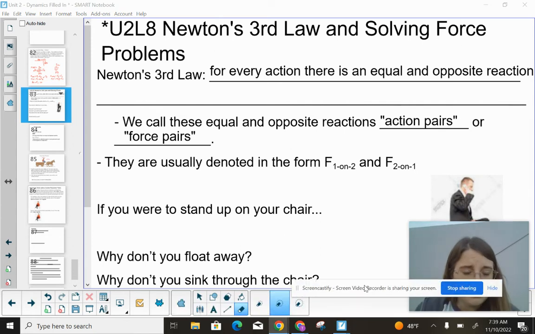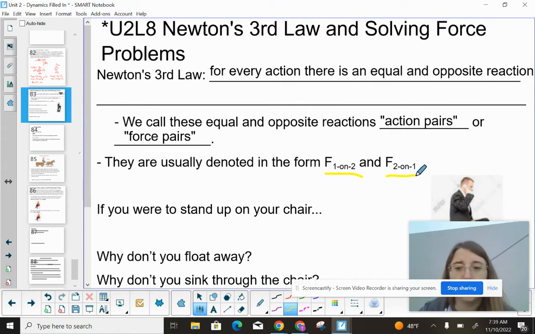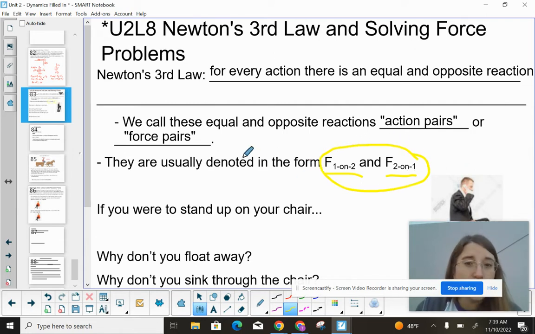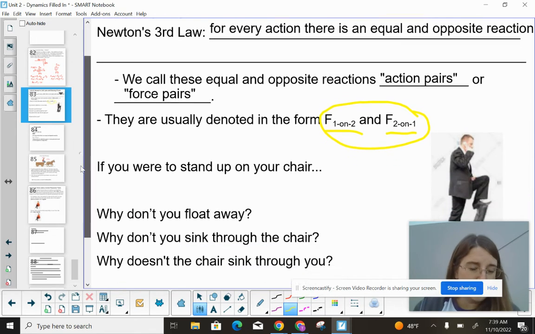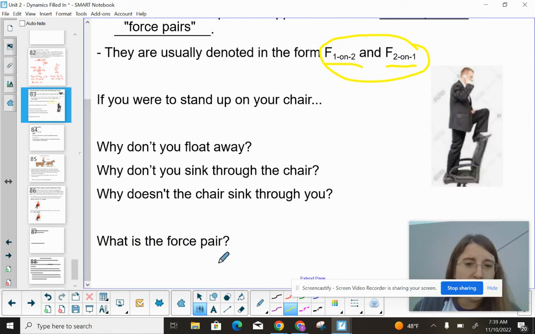So they are very often phrased like this, where it's force of 1 on 2 and force of 2 on 1. Again, if 1 is exerting a force on 2, 2 has to be exerting a force back. And again, the most important part about these two types of forces is they are always equal and in opposite directions.